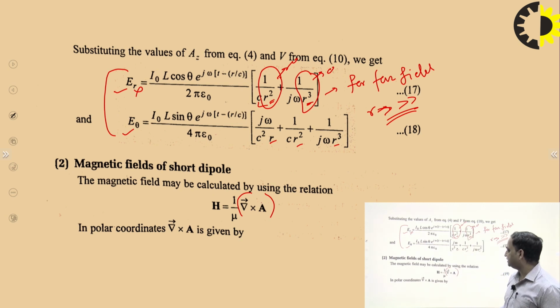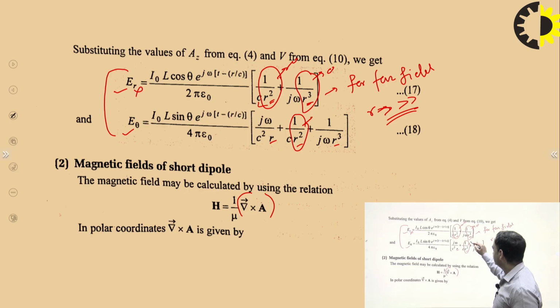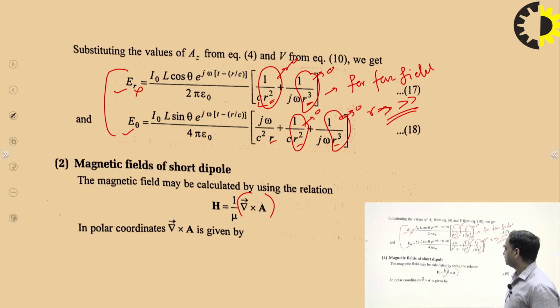Okay. Similarly, if we come to the E theta, if R is very much greater than λ, it means 1 upon R square will be again 0. We have to neglect this, and again 1 upon R cube, this also will be 0. So what will be left? jω c square into R. Only this term will be left, but this term will be cancelled out or neglected.